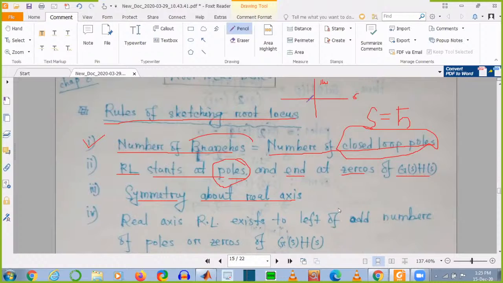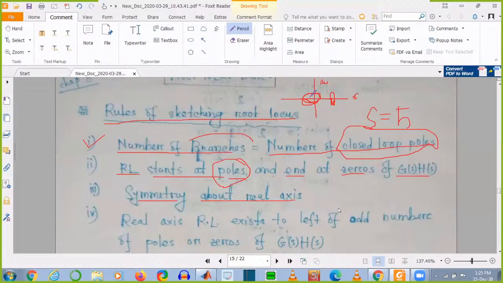That means if there is one path like this, then symmetry means there will be another path like this. There will be a reflection of the path. It will be symmetric about the real axis. So if one path is like this, the other path will be like this. Is that clear? Yes, sir. Symmetry about the real axis.